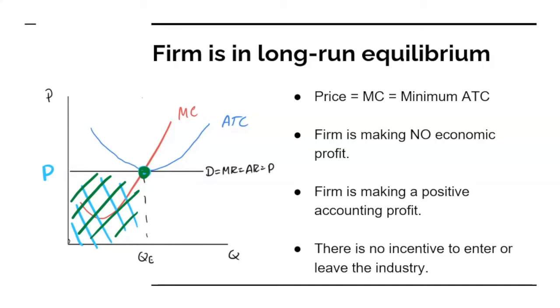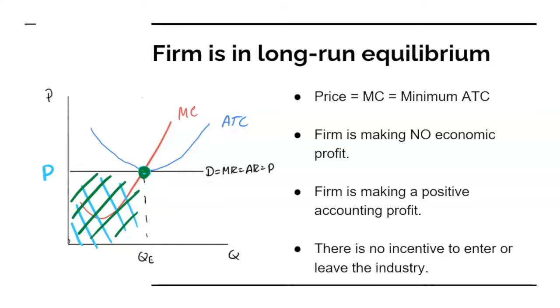However, it's important to note that the firm is making a positive accounting profit. It's just when we take into account the implicit cost, or the opportunity cost, that the firm is making zero economic profit here. And so at this point, in long-run equilibrium, there is no incentive for firms to leave or enter into the industry or into the market. The reason being is because if firms are making no economic profit, there is no incentive for firms to say, I want to enter, or, hey, I want to leave, right?